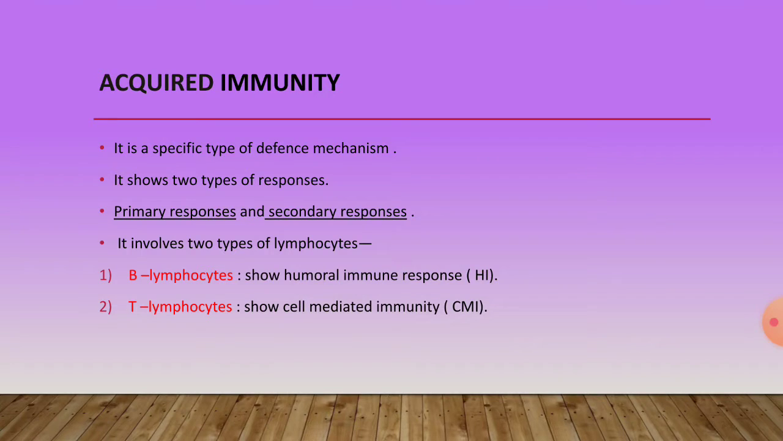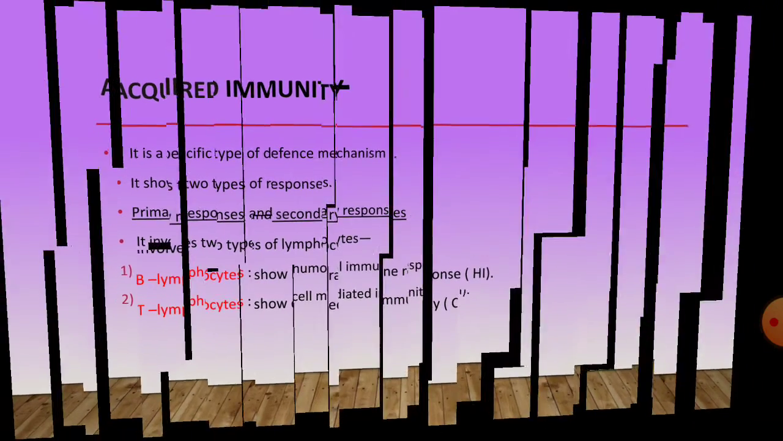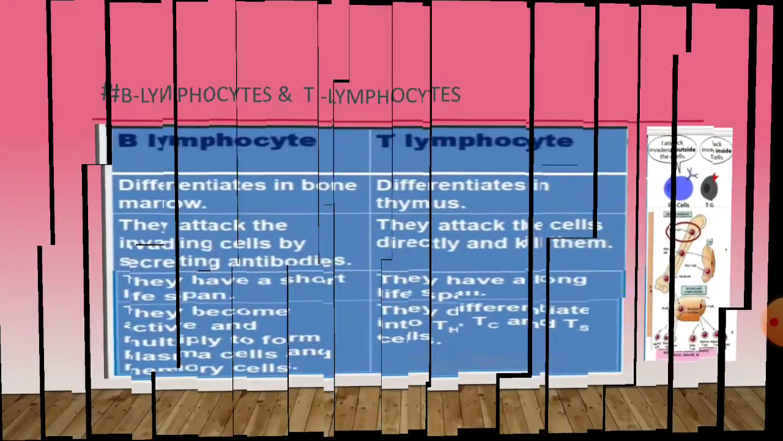Acquired immunity. What is acquired immunity? It is a specific type of defense mechanism. It shows two types of response: primary response and secondary response. It involves two types of lymphocytes: B lymphocyte and T lymphocyte. B lymphocytes show humoral immune response, short form HI, and T lymphocytes show cell-mediated immunity, short form CMI.